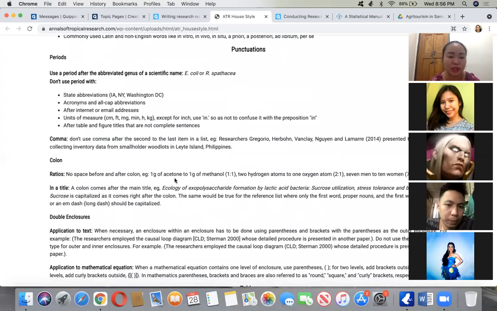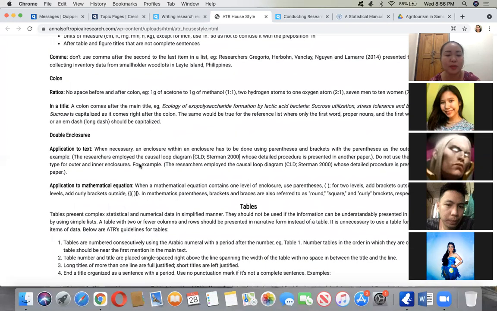And you use a colon, for example, 1 gram acetone, 1:1. So here the colon is used. And double enclosures, when you use something, first the parentheses, I mean the open and close parentheses, and then this is, I think, bar, hyphen bar, whatever. So when it's like that, it is used to enclose within or inside the parentheses.